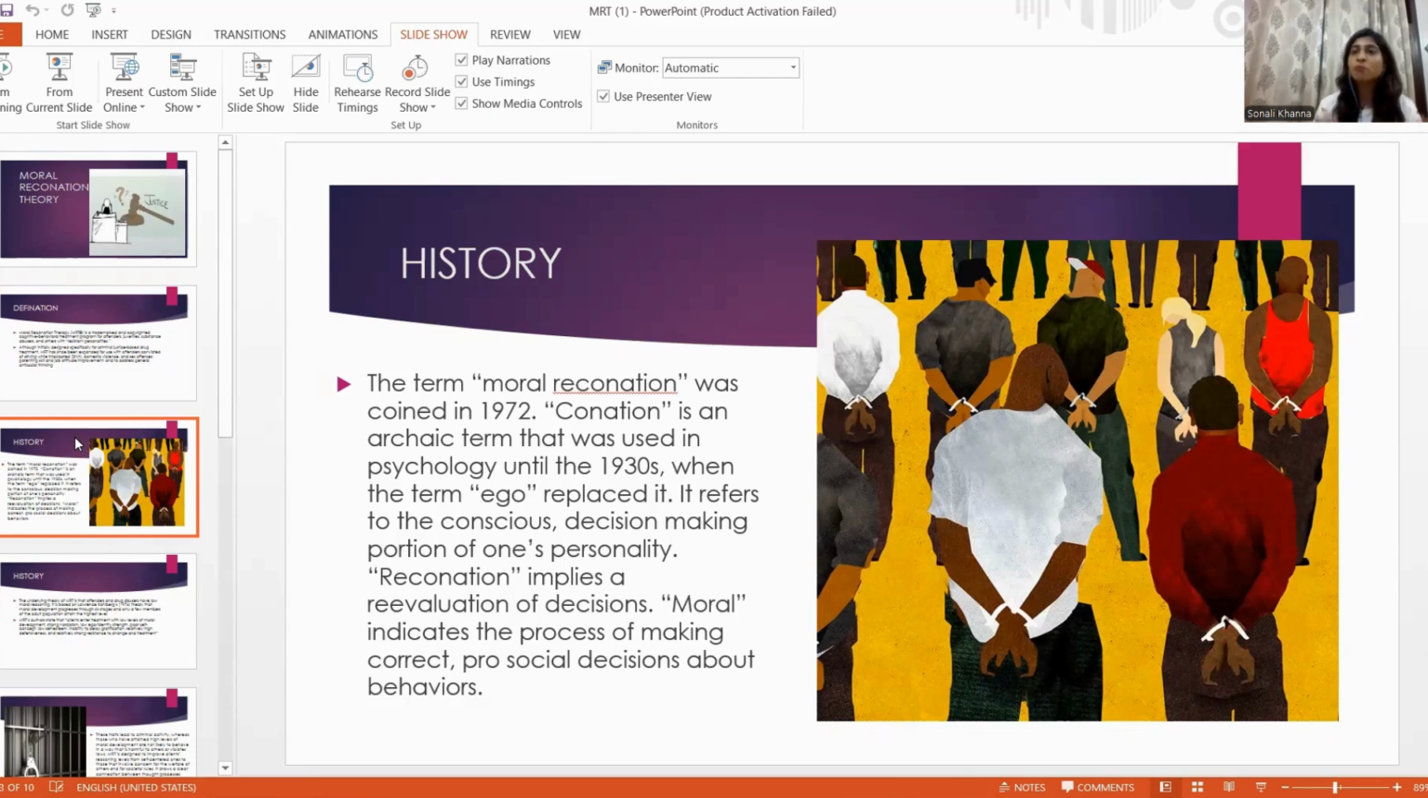So I have already told you that moral recognition theory is about your moral decision making, how you consciously decide. We have also talked in previous slides about how it's rational, logical decision making. But here we are understanding how somebody is making that rational decision.